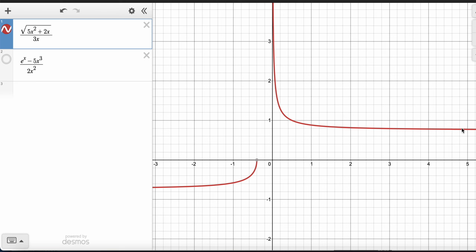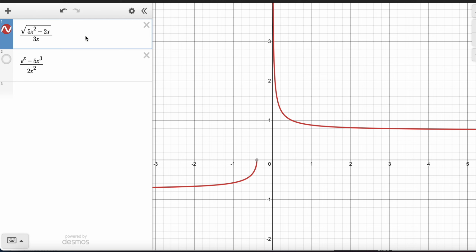if we compare the highest power in the numerator, which is the square root of x², or just x. So we end up with a coefficient of √5, and in the denominator we have the coefficient of 3, so we just compare those two coefficients, and that gives us the end behavior.